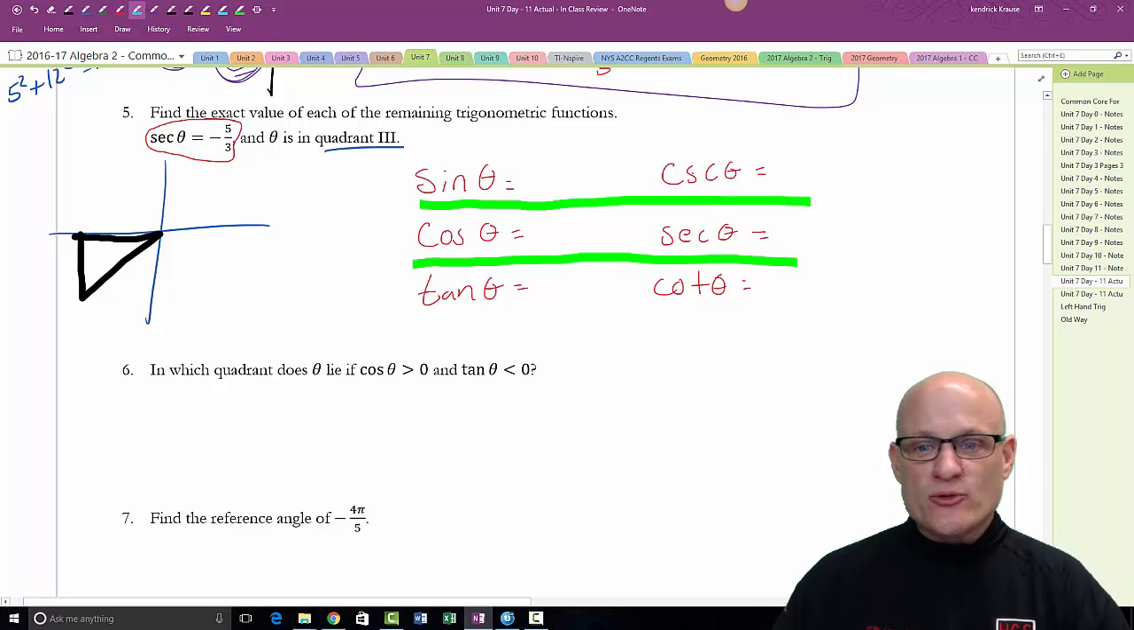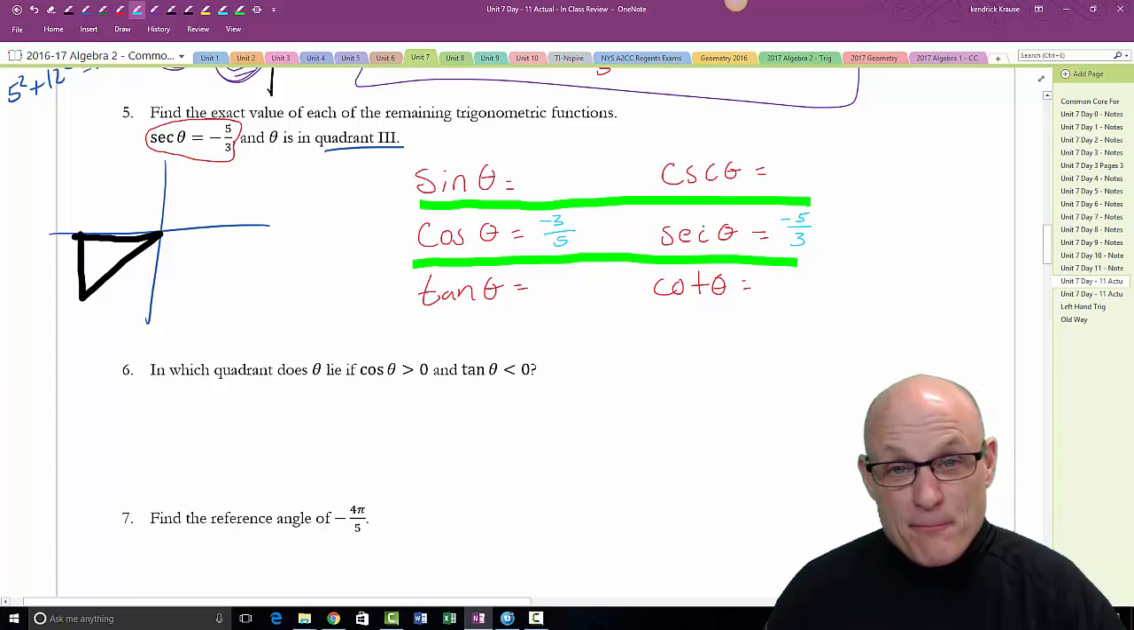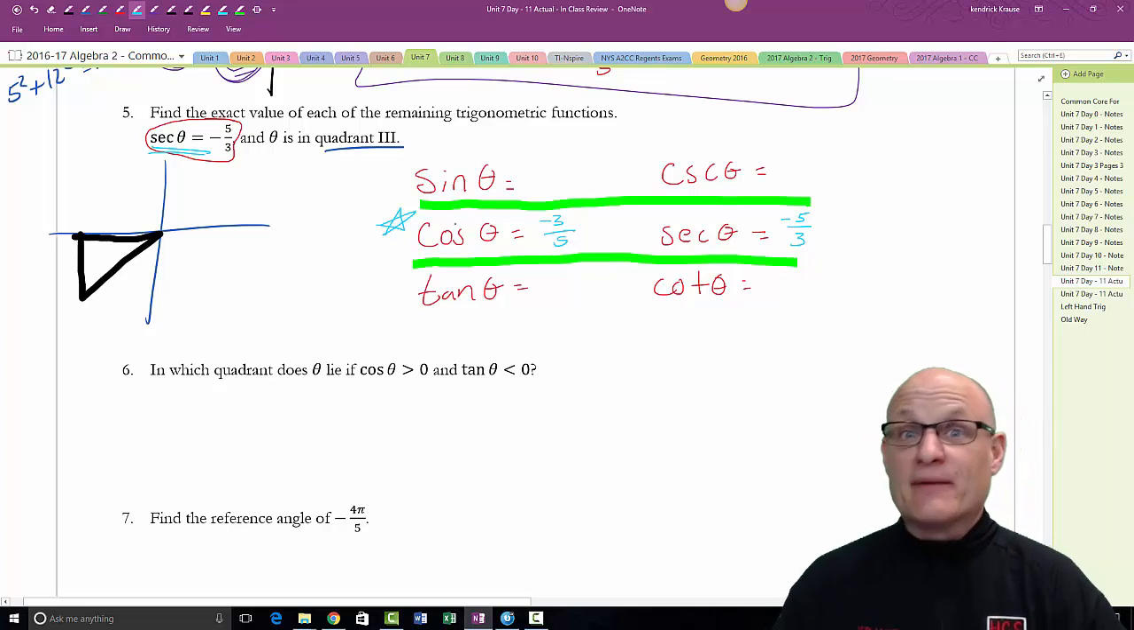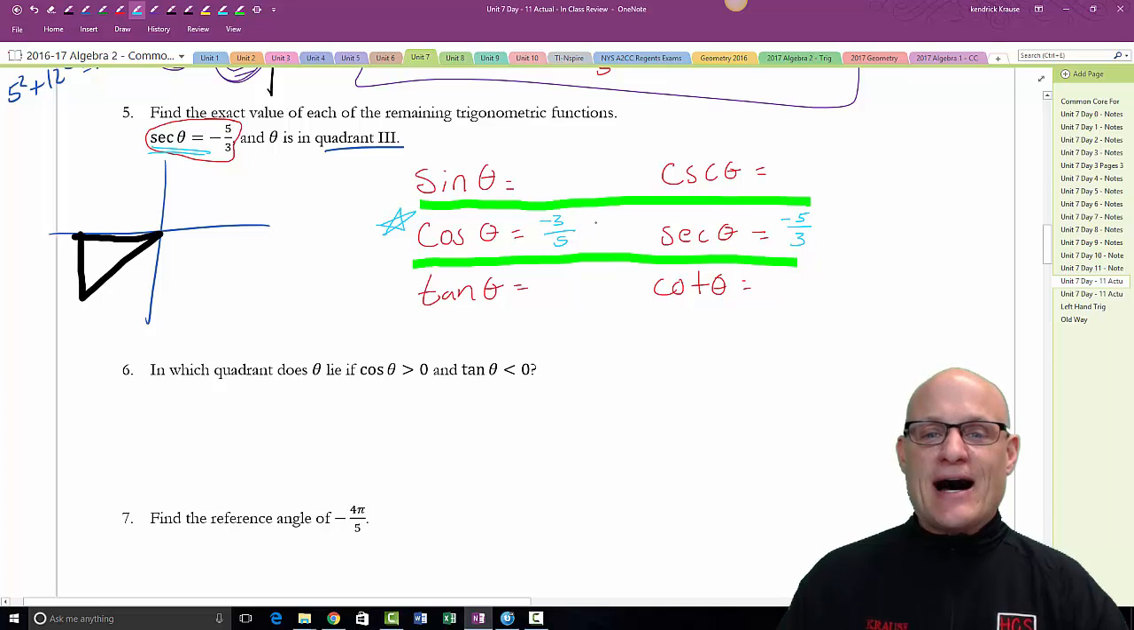All right, so I know secant is -5 over 3. Therefore, I know cosine is -3 over 5. Now, that's important, kids. I'm in the third quadrant. This is the only thing I care about. The fact that they gave me secant, I don't know anything about secant, but I do know a lot about cosine. Cosine is adjacent over hypotenuse. So I'm going to come back to my triangle.